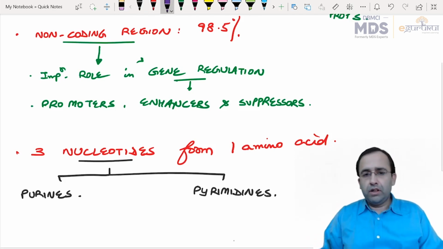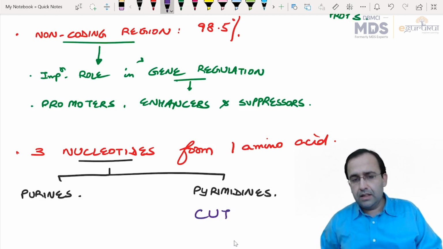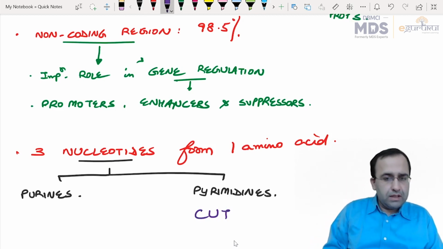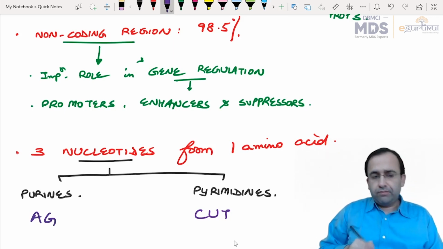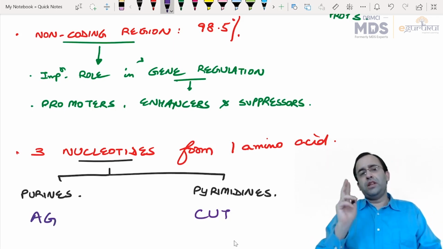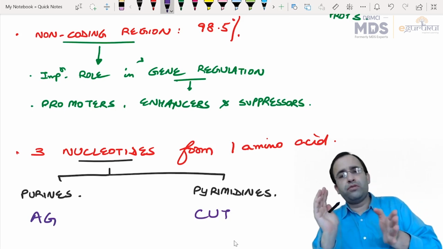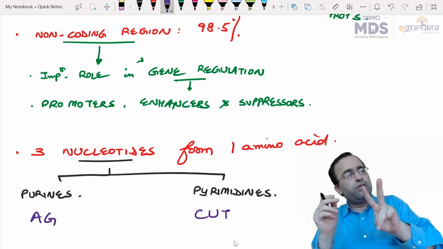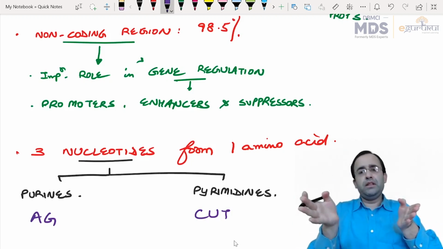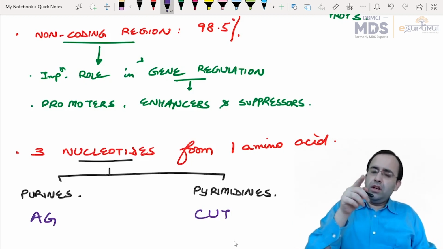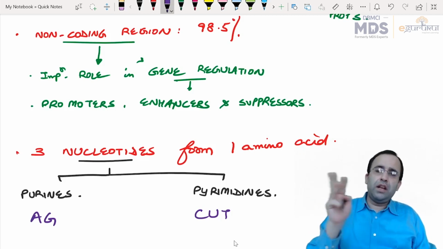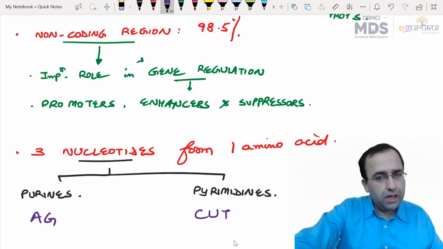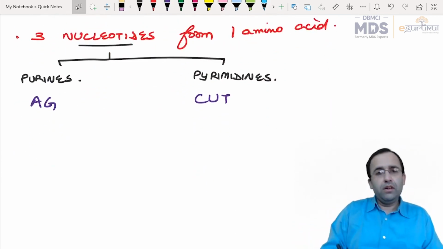Pyrimidine is a longer word, so there are 3 pyrimidines, that is CUT: cytosine, uracil, thymine. Versus A and G, adenine and guanine, which are the purines. You know this from biochemistry also. 3 nucleotides form one amino acid. Nucleotides are of 2 types, purines and pyrimidines.